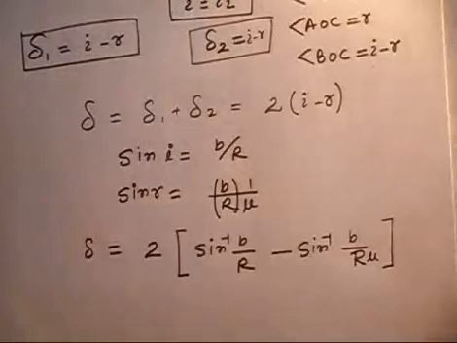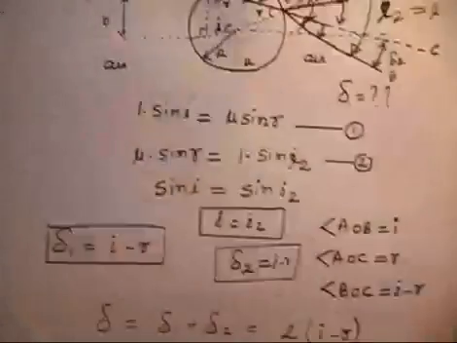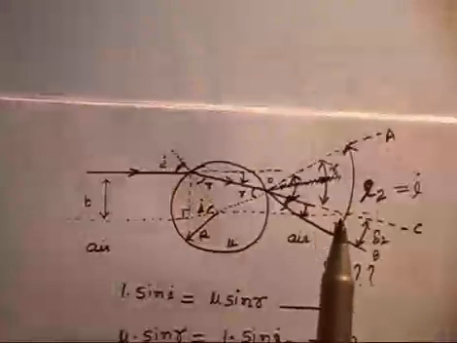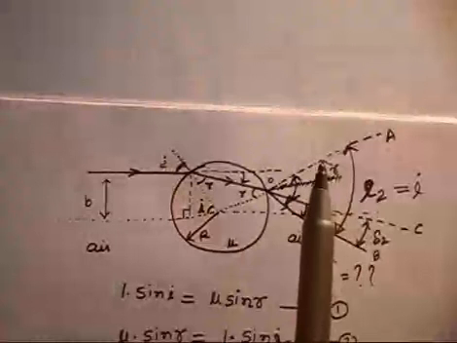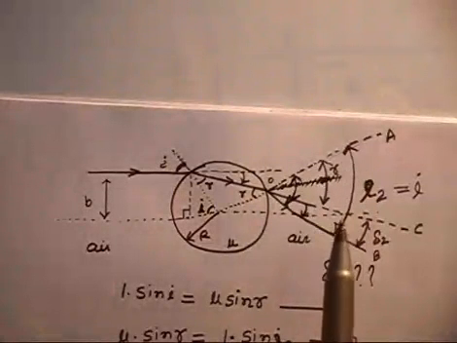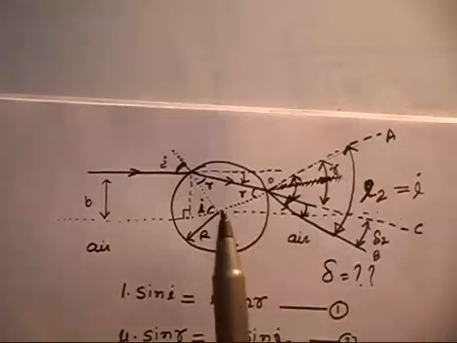You can do more mathematics by taking sine inverse A minus sine inverse B, but we are not interested in the mathematics here. So one important point is the angle of incidence and angle of refraction become equal. So the angle of incidence is I and the angle of refraction is also I. This we have proved. So the angle of refraction, that is I2, is also I. This we have proved using Snell's law.